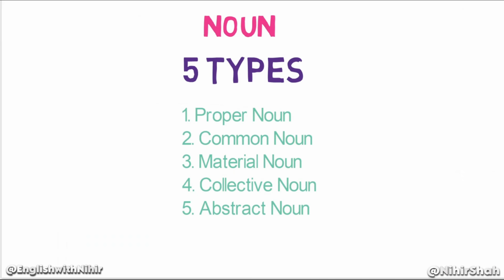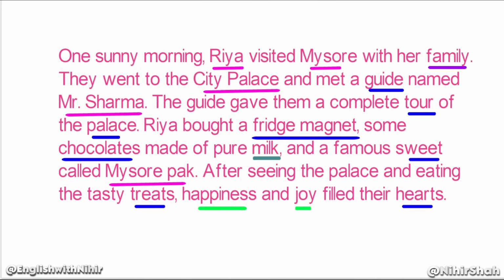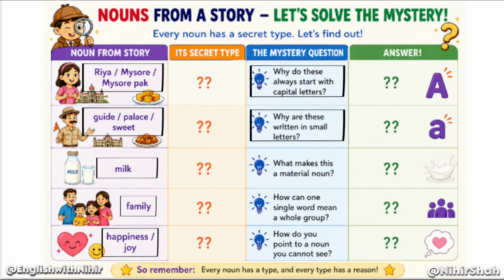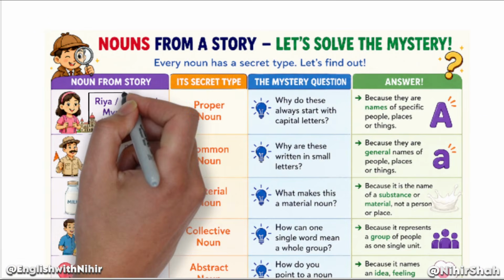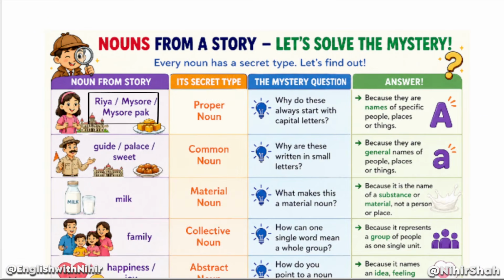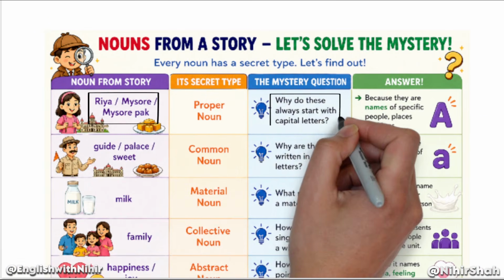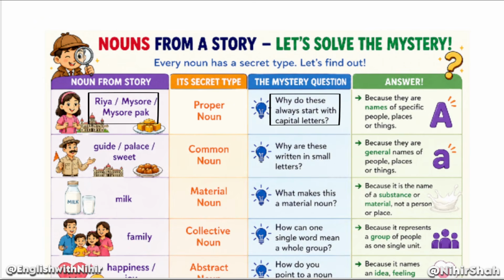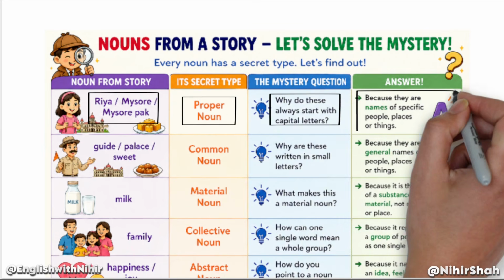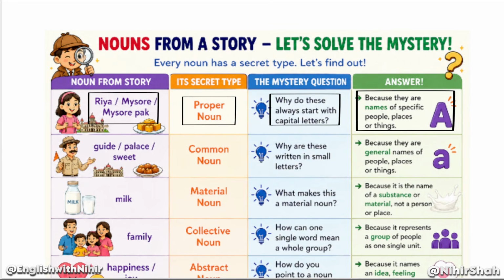Now that we know the 5 types of nouns, let's go back to our story. Remember the mystery questions we saw earlier? Now it's time to answer them. Let's begin. Look at Riya, Mysore, and Mysore Pak. Why do these words begin with capital letters? Because they are proper nouns. They are special names of specific people, places, or things.